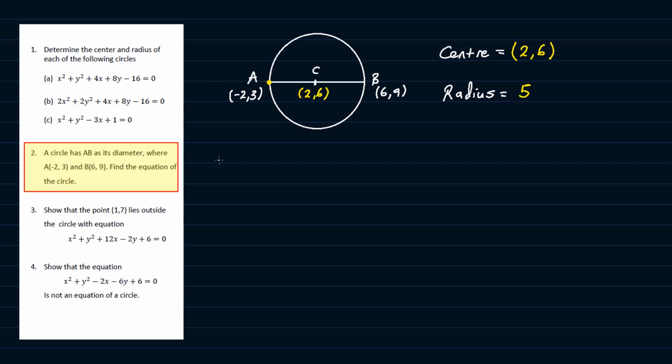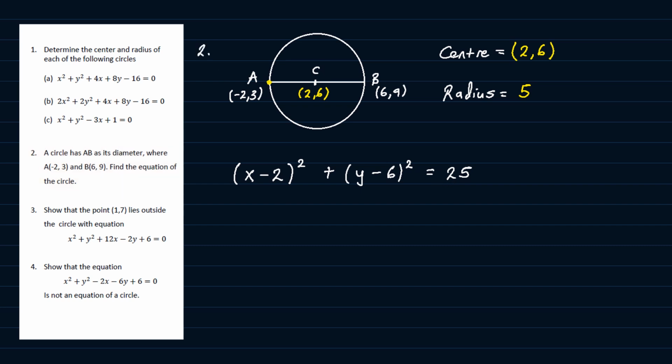of the circle. So the equation of the circle will simply come out as x minus the x coordinate, so that's (x minus 2) squared, plus y minus the y coordinate, that's (y minus 6) squared, is equal to r squared, that's the radius squared. So 5 squared is 25. So this here is the equation of the circle. And that's the answer to number 2. We can now go on to question number 3.